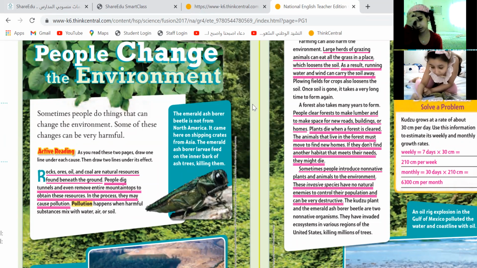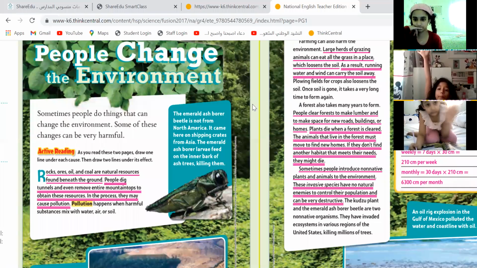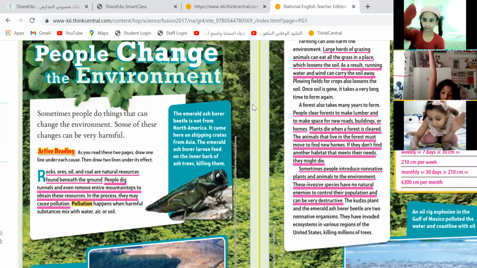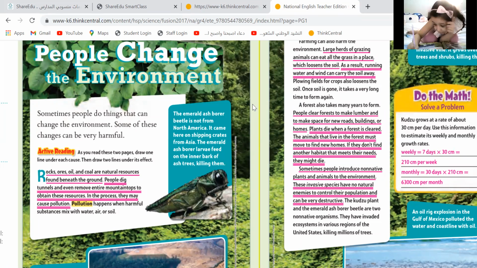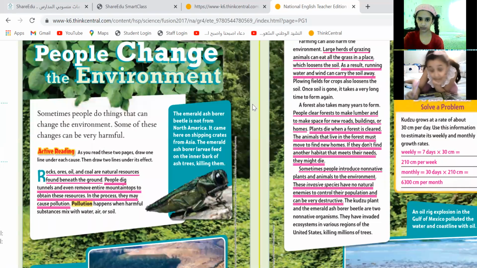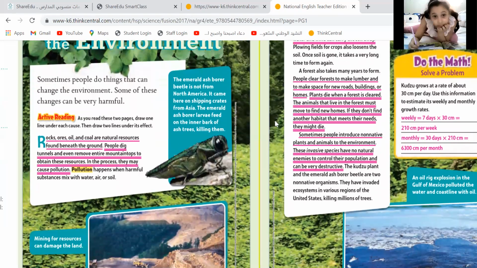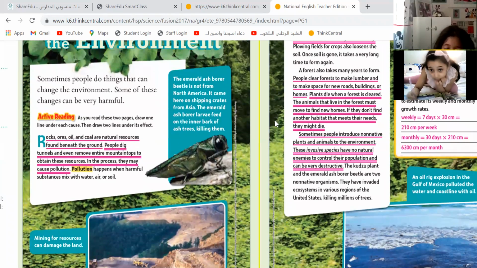So they are a very good resource for oxygen. Now, how can people change the environment if it's a bad change? How can they change it? Maria, how can people change the environment? Well, if it's in a bad way, they can leave plastic bags in the ocean. Excellent. And what do they cause when they leave plastic bags in the ocean? Turtles can eat it, and they might die. So they can cause pollution.